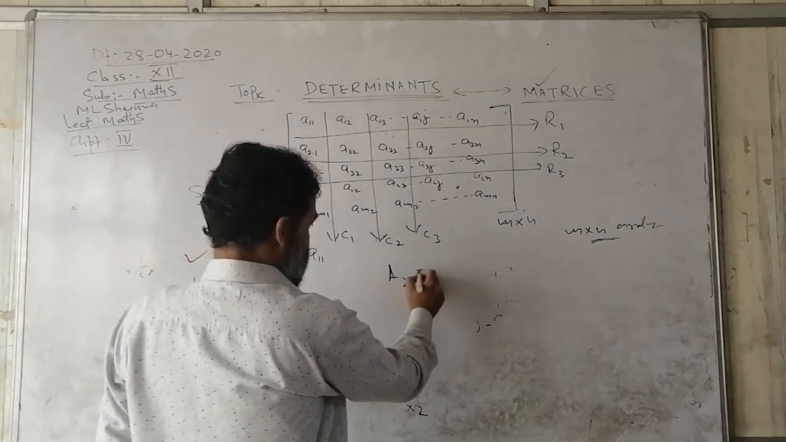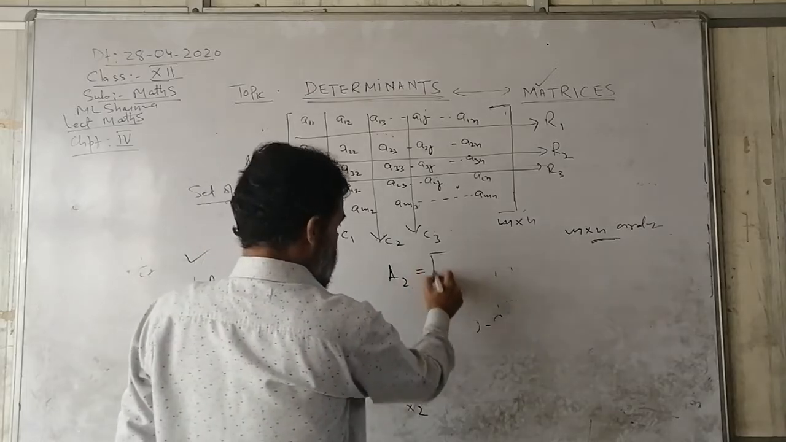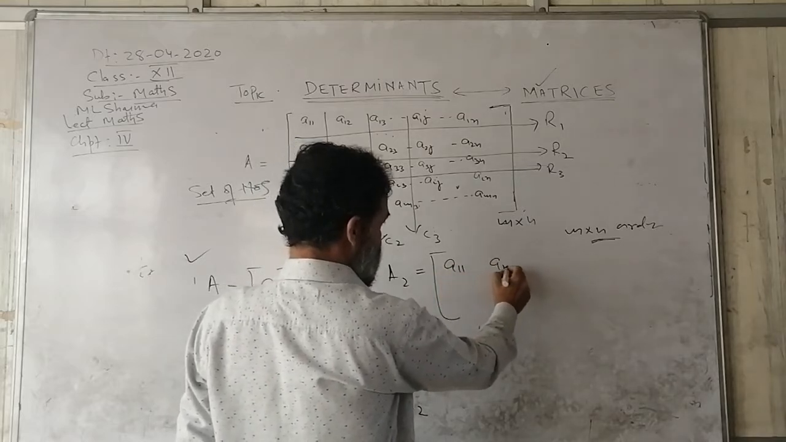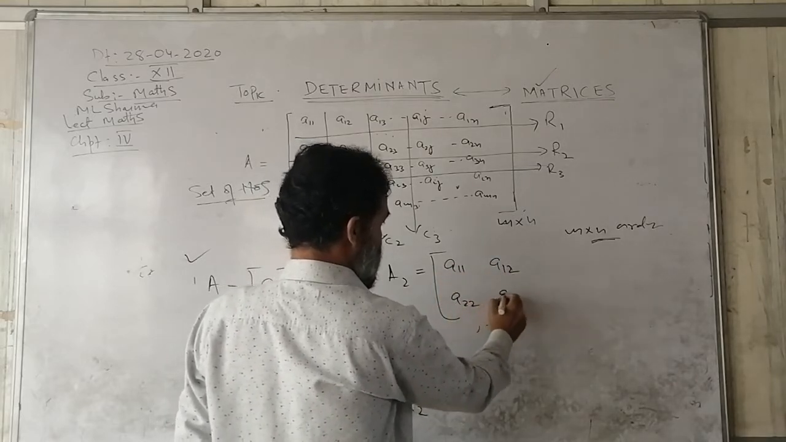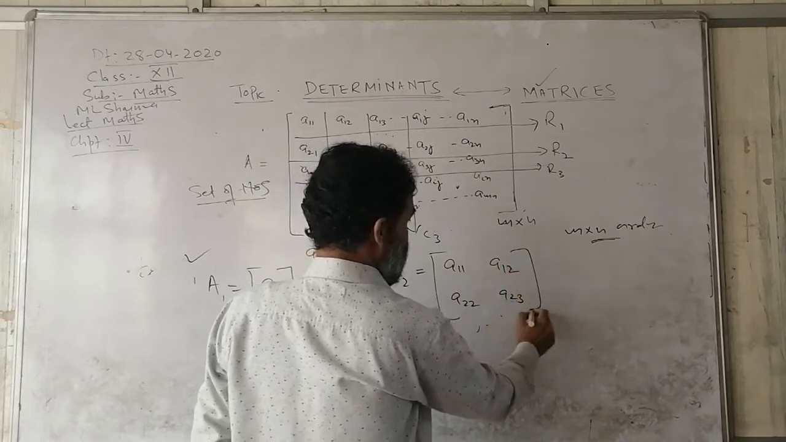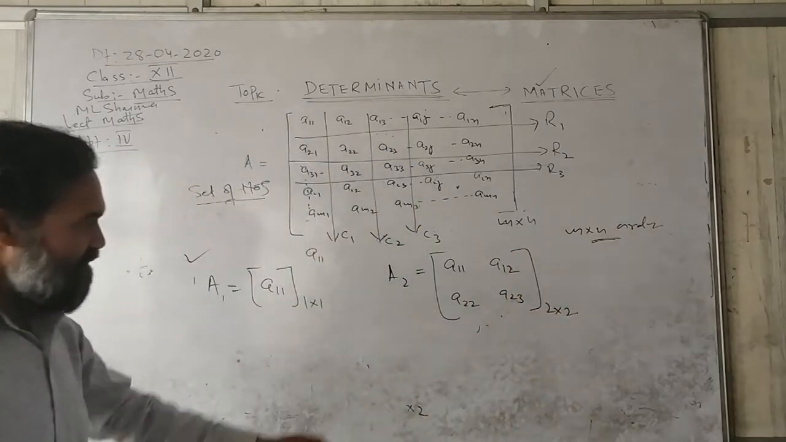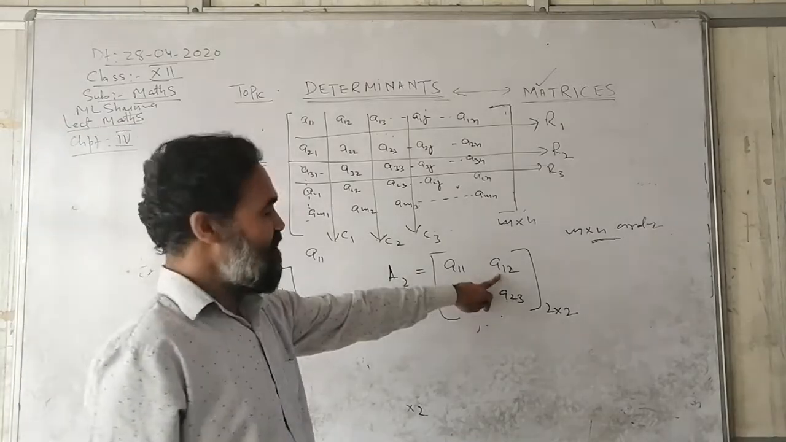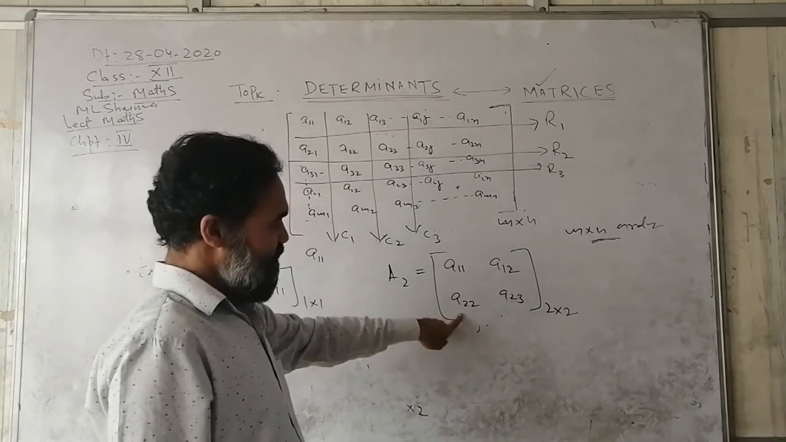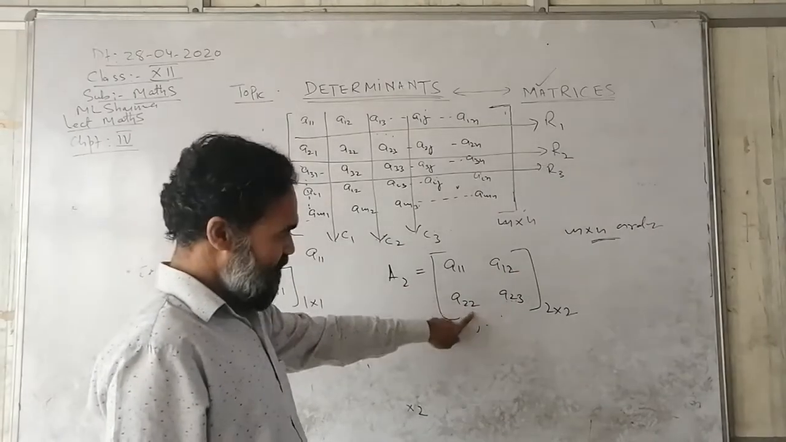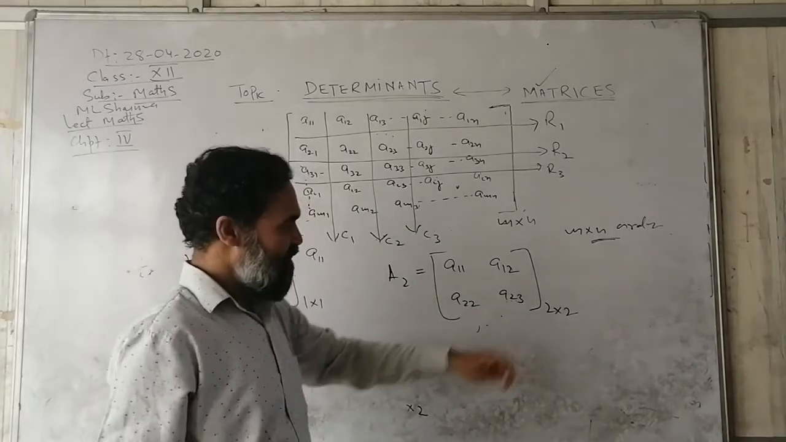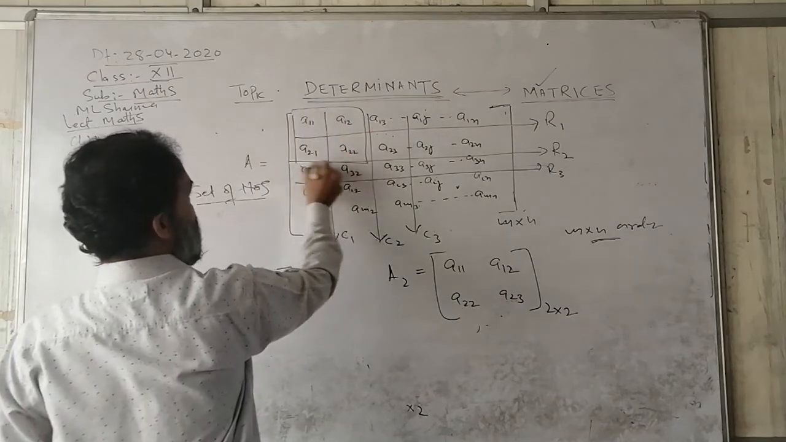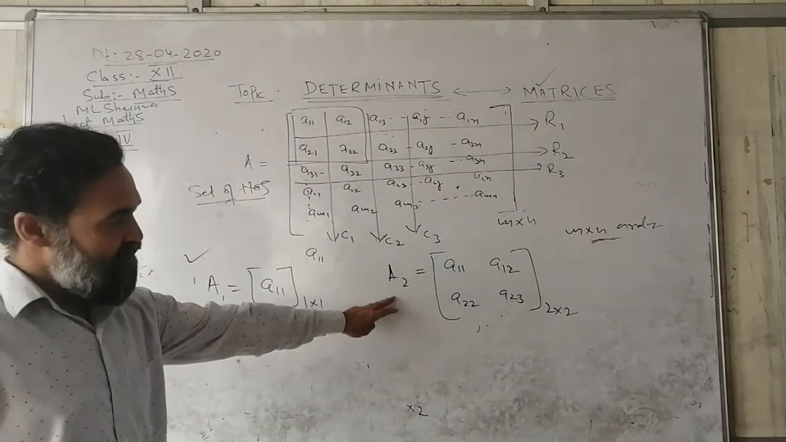Same way, if I have to write a matrix of 2 by 2 order, this first element is lying in first row and first column. This element is lying in first row and second column. Same way, this element is lying in second row and first column, and this is lying in second row and second column. Basically, this matrix has been extracted from here. So this is a matrix of 2 by 2 order.